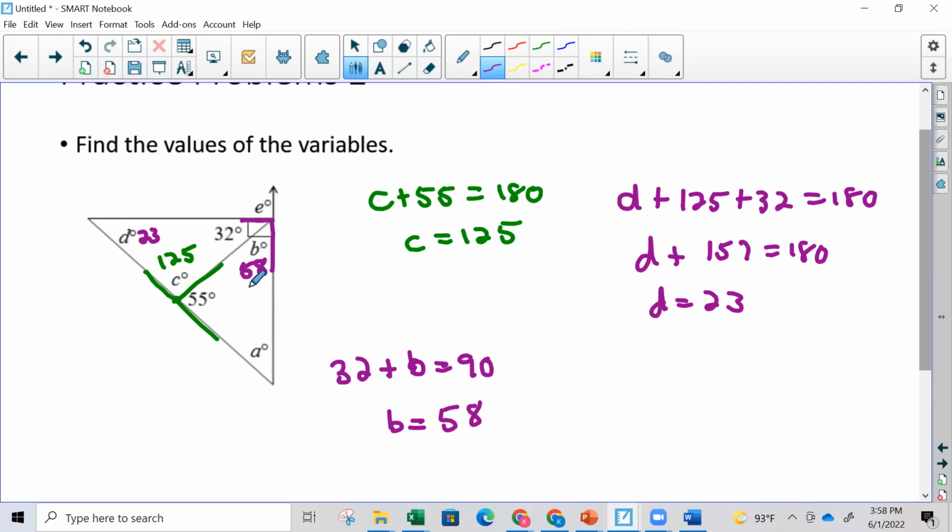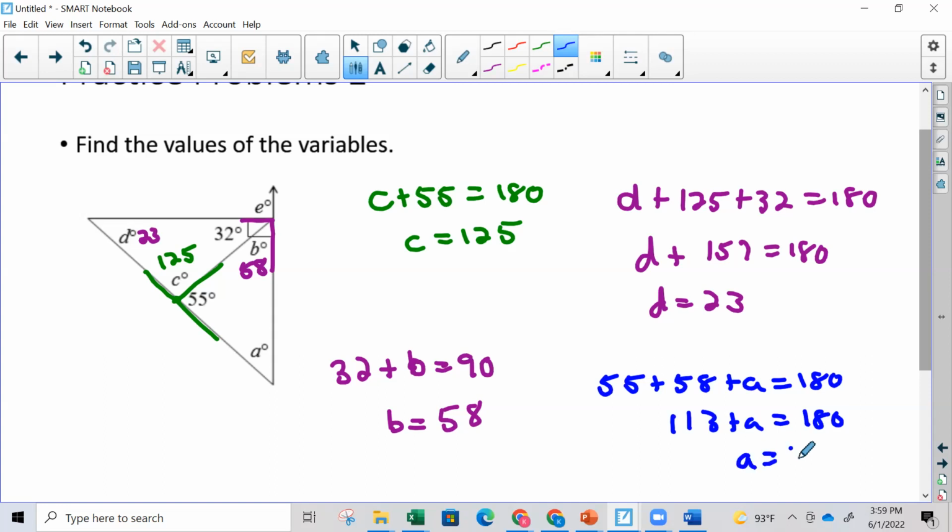And now I have two angles in a triangle, and I'm missing the third. I usually set these up with algebra, but you are welcome to just do 180 minus 55 minus 58. Those add up to 113. And then I would subtract 113 from both sides, and I get A is 67.